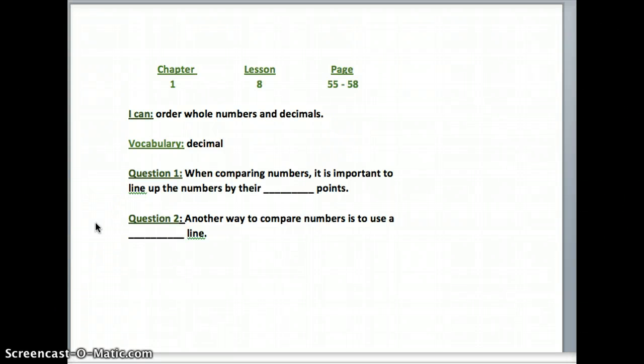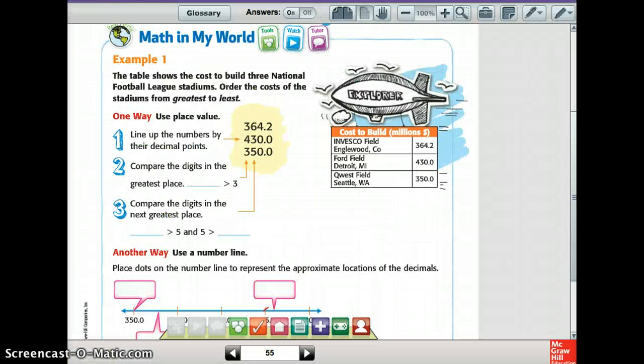Question 2, another way to compare numbers is to use a blank line. Okay, so if you look at page 55 in your textbook, they have this first example that shows the cost of 3 football stadiums. So it gives you this little chart over here. So here are the cost of the stadiums in millions, and it tells you the first way you can do this is just to line up the place values.